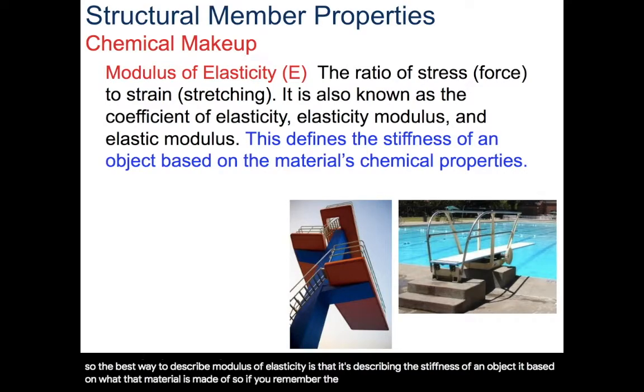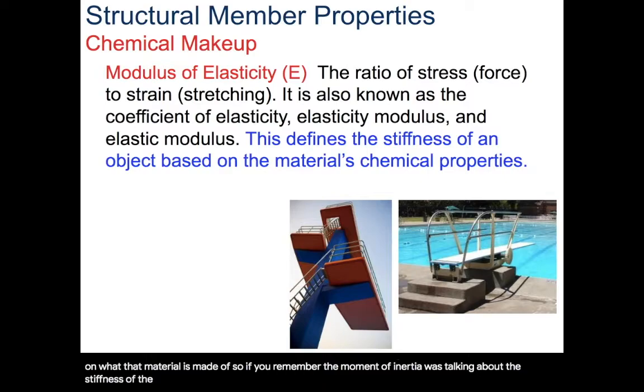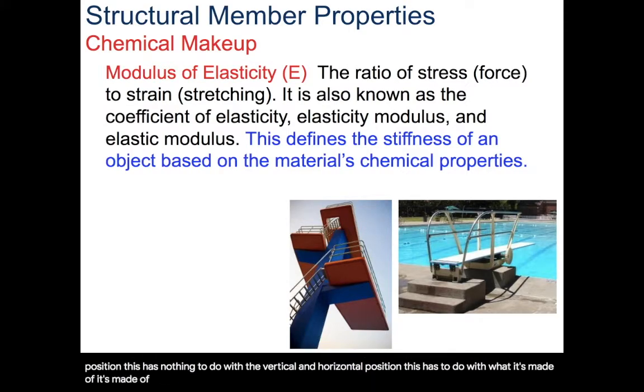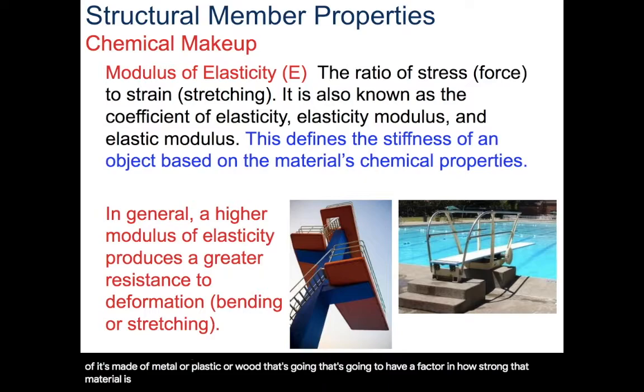If you remember, the moment of inertia was talking about the stiffness of the material based on its orientation, whether the beam was in a vertical or a horizontal position. This has nothing to do with the vertical and horizontal position. This has to do with what it's made of. If it's made of metal or plastic or wood, that's going to have a factor in how strong that material is. So in general, a higher modulus of elasticity produces a greater resistance to deformation or stretching or bending.